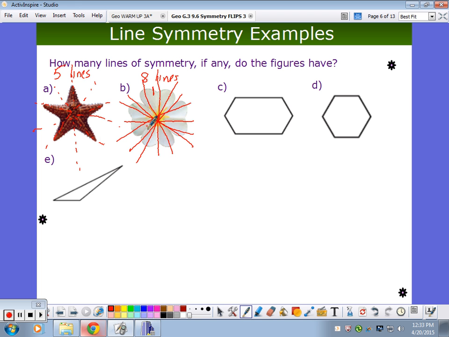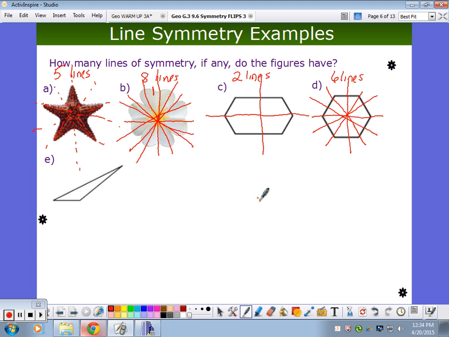Now, the next one is a hexagon. And let's see, it looks like I've got some vertical symmetry here, but I also have some horizontal. So this one looks like it has 2 lines of symmetry. Yeah. Now this is also a hexagon. This one is a regular hexagon. Oh, so let's see, I can do 1, 2, 3, but I can also go through the vertices here. 1, 2, 3. So this regular hexagon has 6 lines of symmetry.